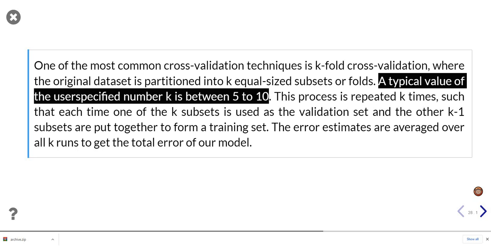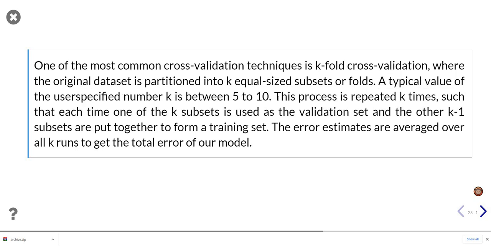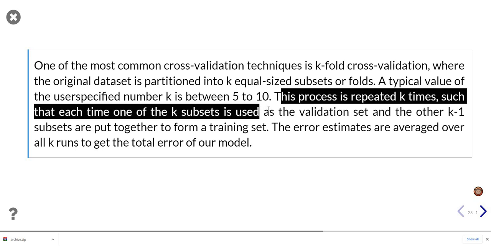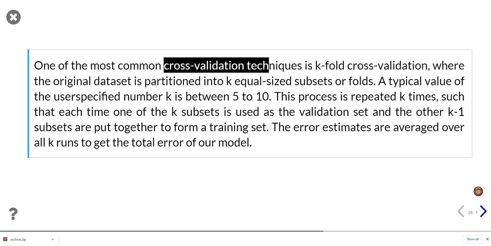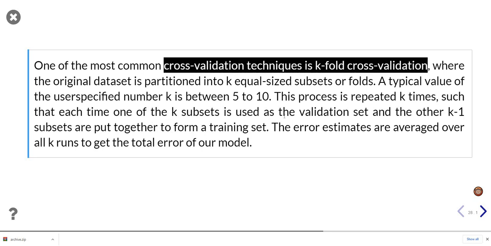Please do not get confused between this k and the k in k-means. In cross-validation, k refers to the subsets or the folds. In k-means, k is the number of clusters. This process is repeated k times such that each time one of the k subsets is used as the validation set, and the other k minus 1 subsets are put together to form the training set. This is one of the best techniques to make sure that your model gets trained across all the data set.